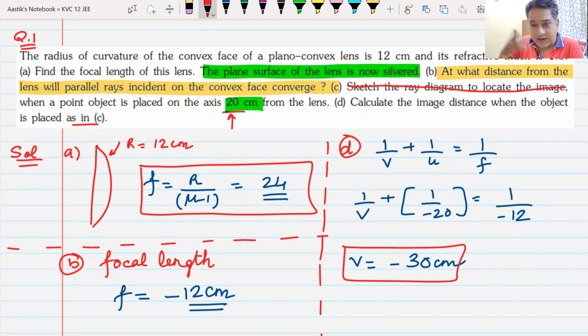Now, are you confident that you should be able to get this? Remember the steps. You have to find the focal length of the combination. Then it becomes a mirror, and after that, the things are pretty simple.